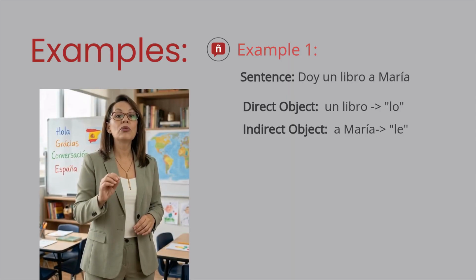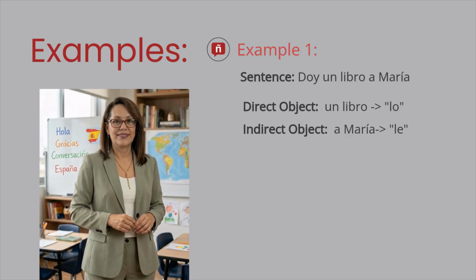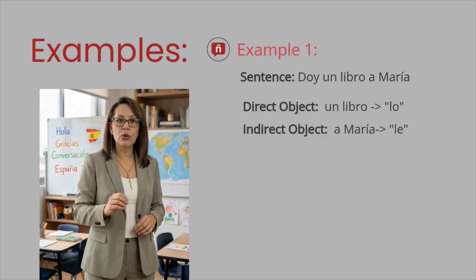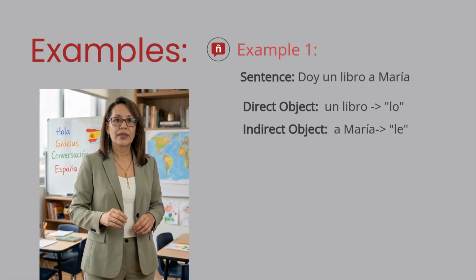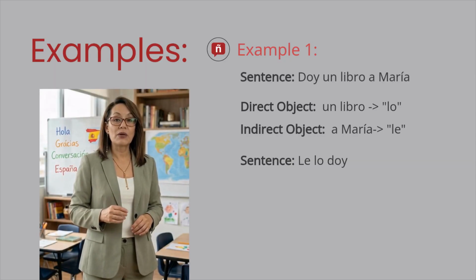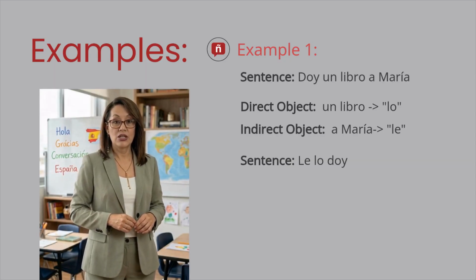Now we replace both objects with pronouns. The direct object, un libro, becomes lo. The indirect object, a María, becomes le. The indirect object always comes before the direct object. So now we have le lo doy.